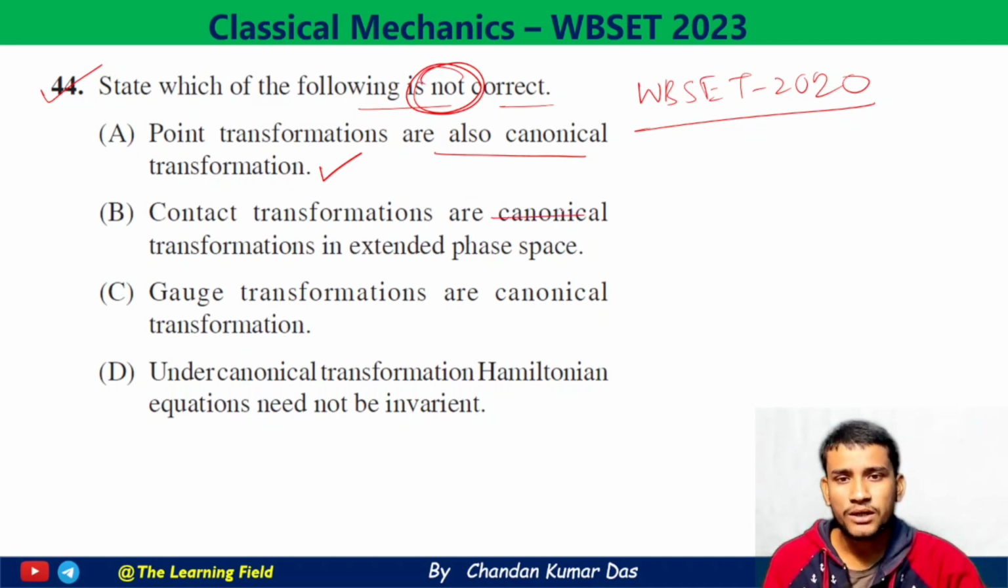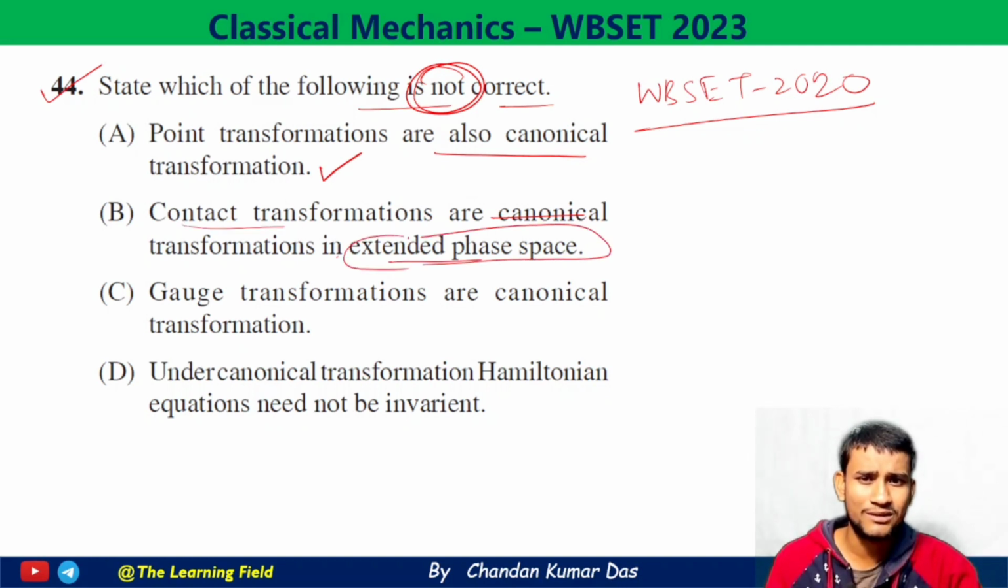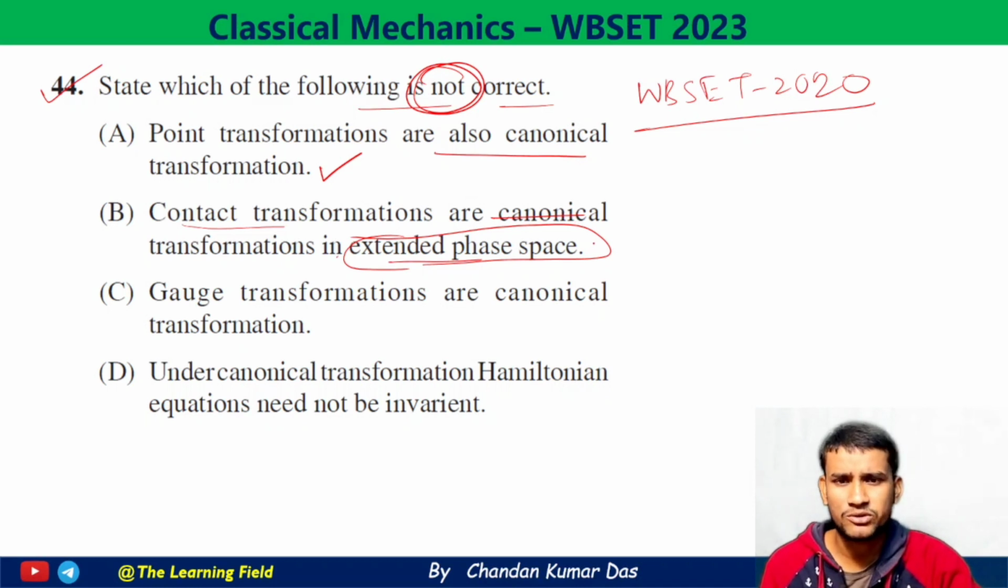Contact transformation or canonical transformation is defined in extended phase space, and the definition of contact transformation is regarding this term. Okay, in extended phase space we define the contact transformation. This is also a true statement. Gauge transformation or canonical transformation, yes, this is also true. Therefore these 3 are true.